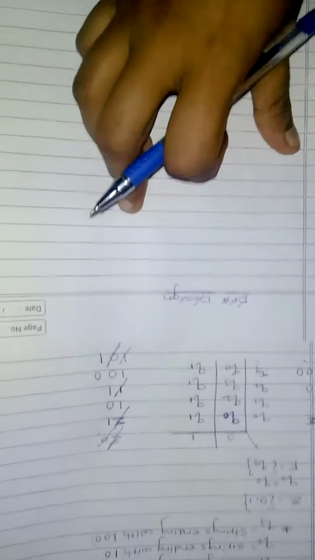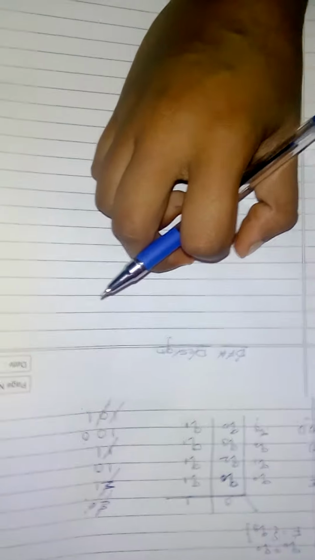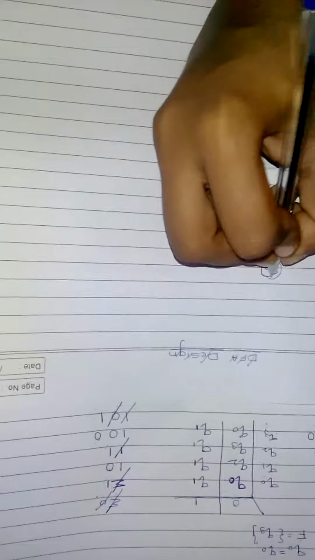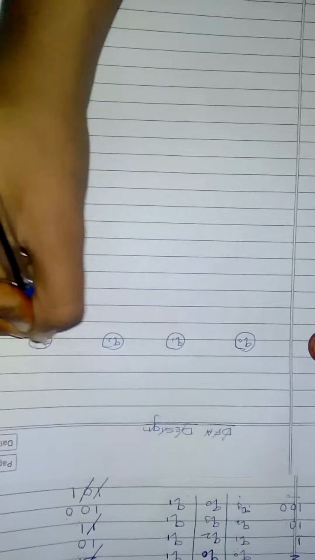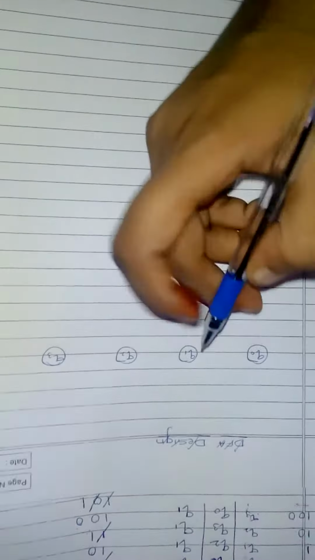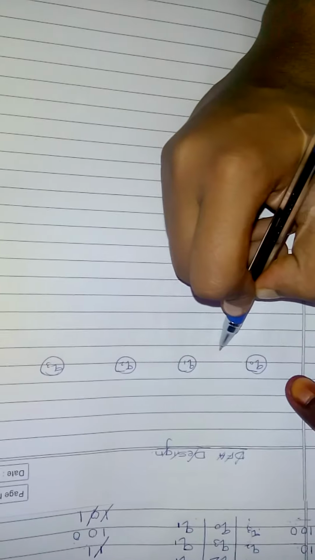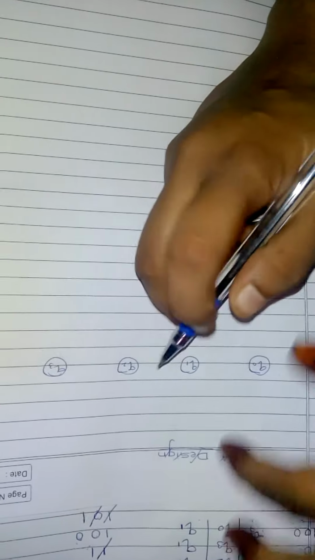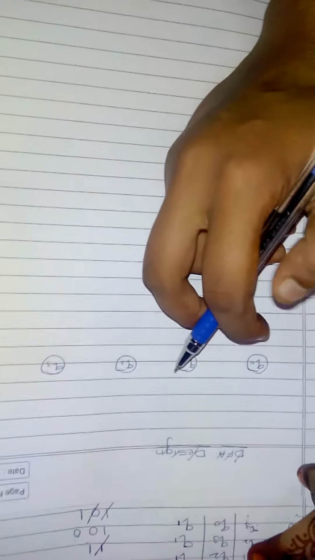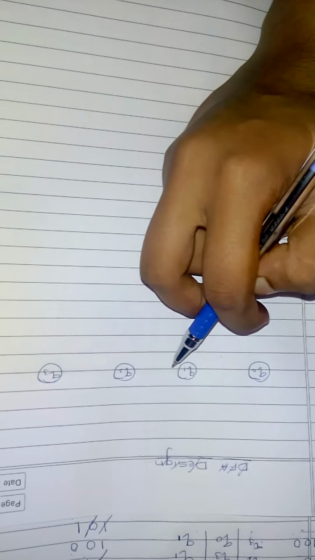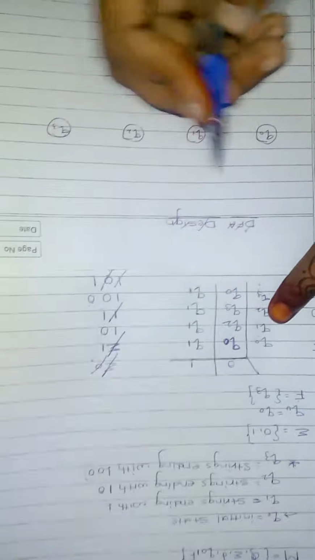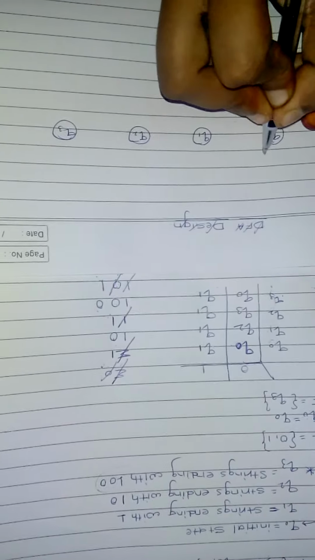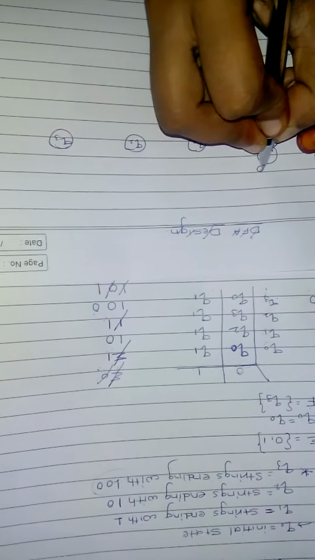I'm going to draw my transition diagram. Okay, so we have 4 states: q0, q1, q2, q3. So I'm going to draw this: q0, q1, q2, q3. Okay, these are my states. Now let's draw this diagram according to this transition table. At q0, if we give 0 input, then where does it go? It goes to q0 itself. So I'm going to draw a loop on q0 itself and give 0 as input.